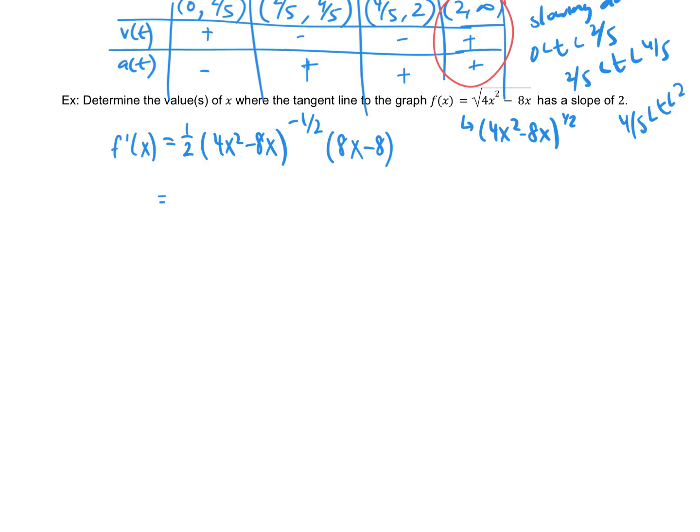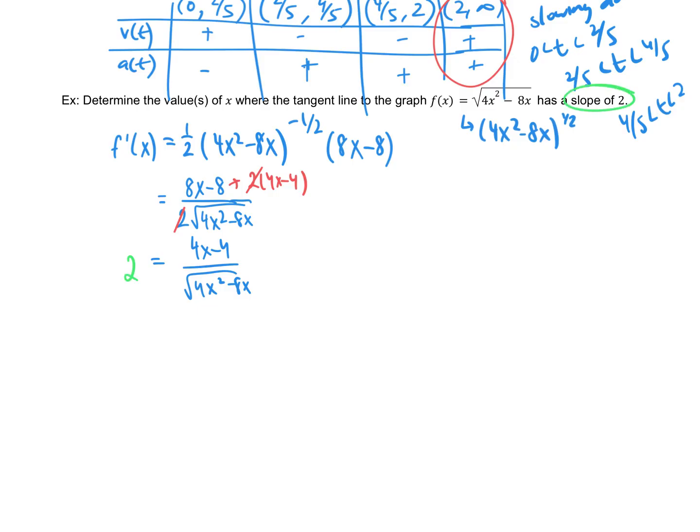Because I do have to set my derivative equal to something, I am just going to clean this up to make my life easier. So the numerator will have 8x minus 8. The denominator will have 2 times 4x squared minus 8x. I could factor out a 2 from here. So write 2 times 4x minus 4. That way we can cancel out a 2. And now I'm going to take this derivative and set it equal to 2 because that's what the slope of the tangent is supposed to be.